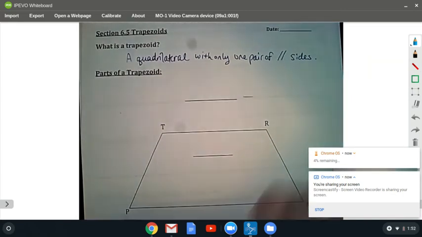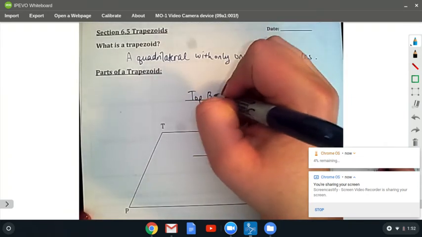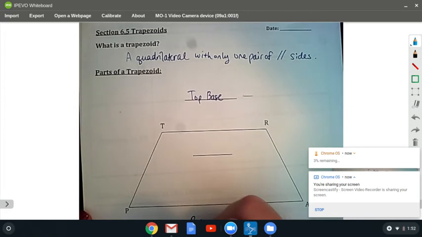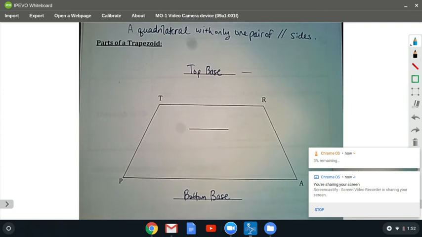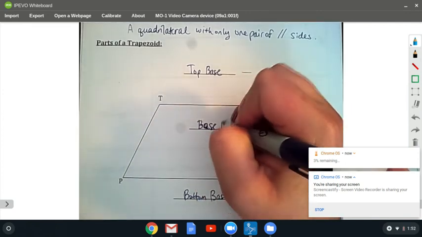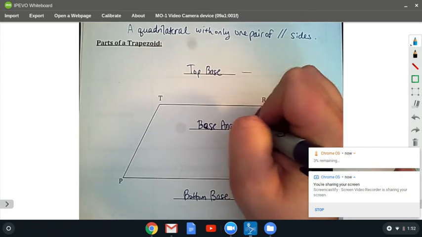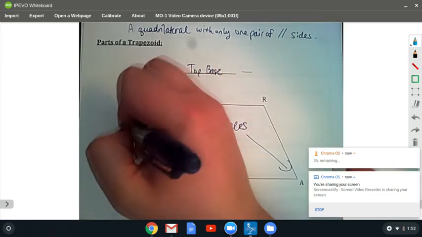So when we start talking about the parts of a trapezoid, we have the top base and the bottom base. They're both just bases, but I like to call them top and bottom just to help you out visually. We also have our base angles, which are down here. And we have our legs.